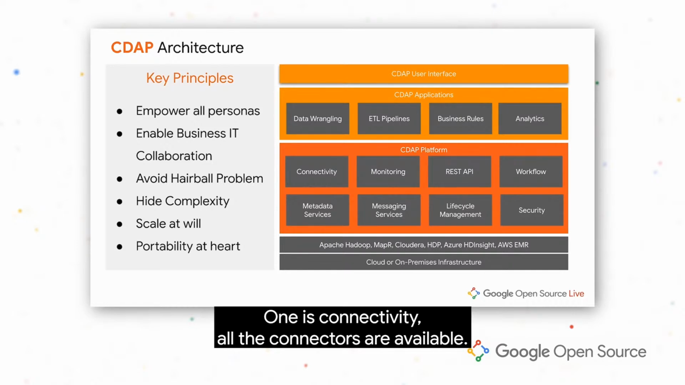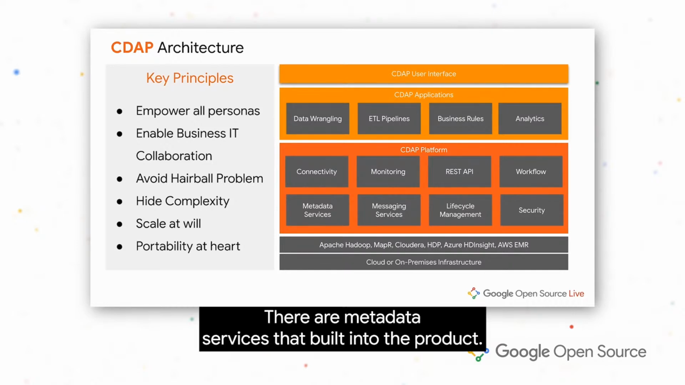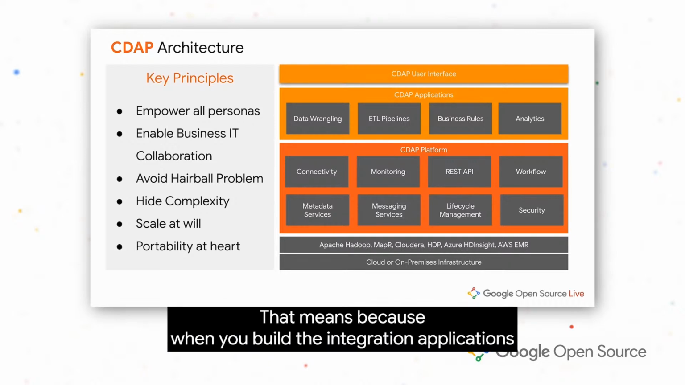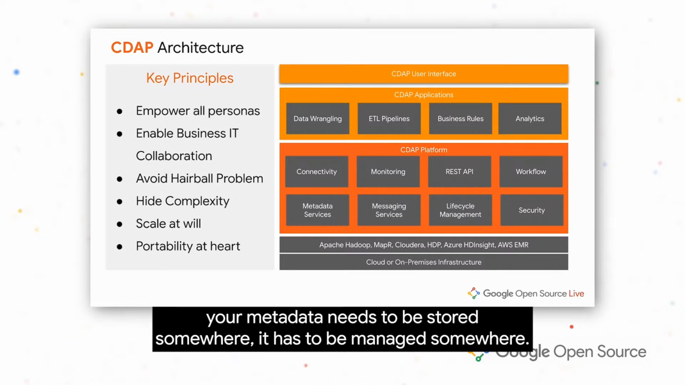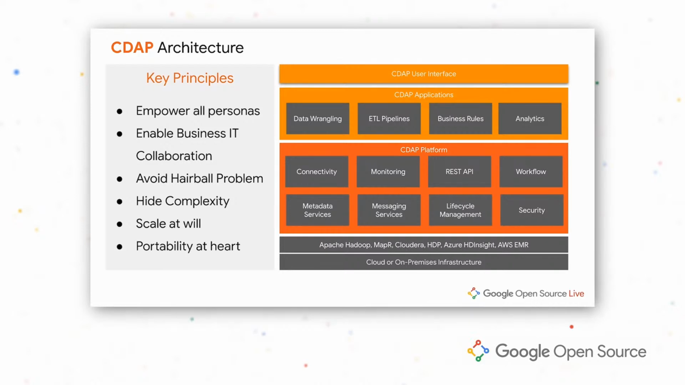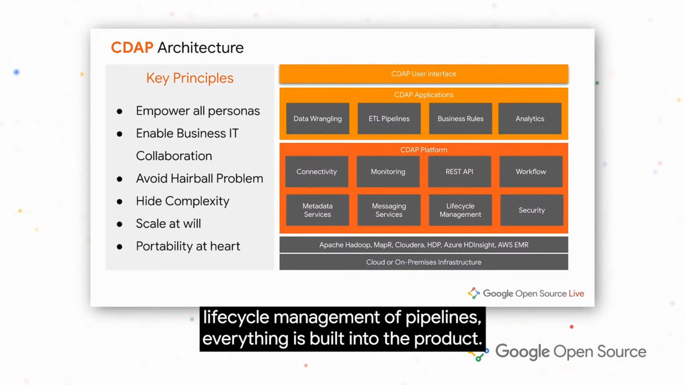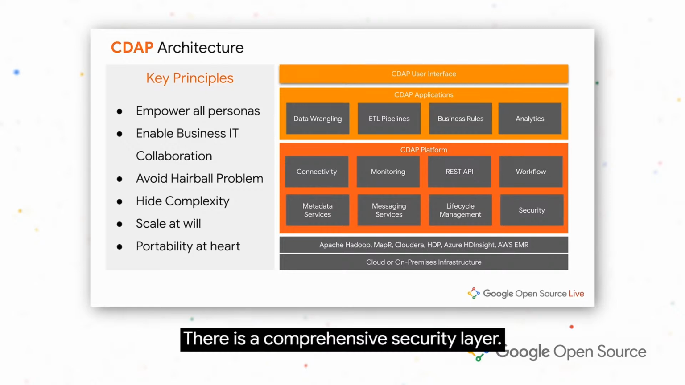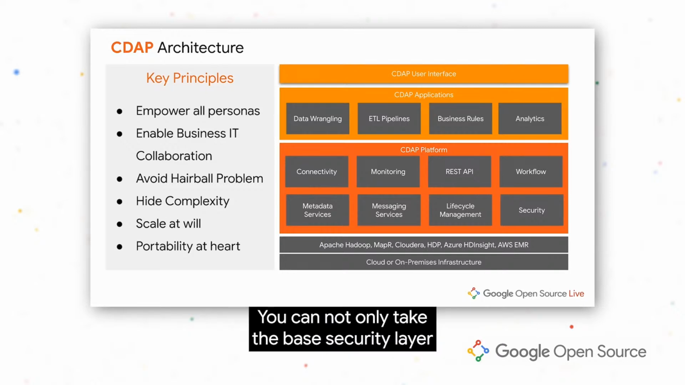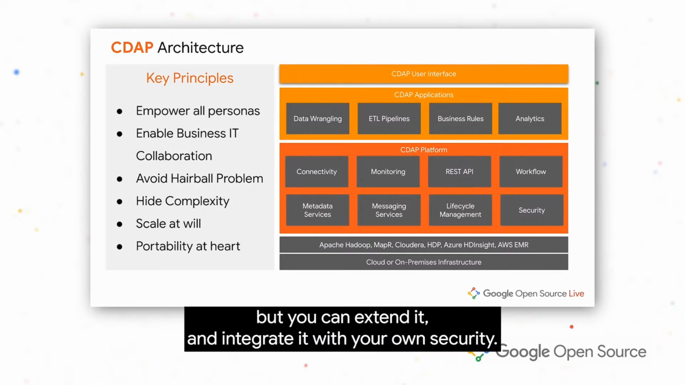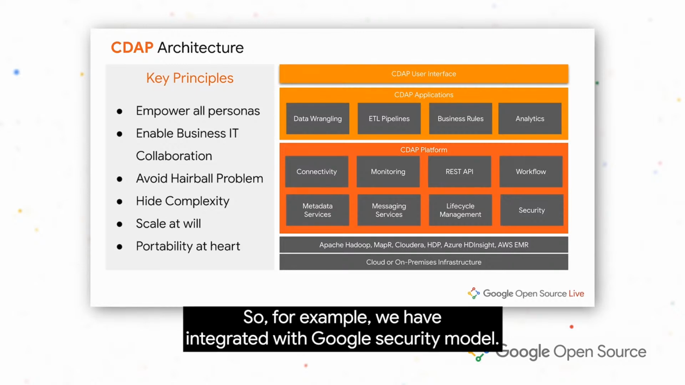The platform consists of certain key things. One is connectivity. All the connectors are available. There are metadata services built into the product, because when you build integration applications, your metadata needs to be stored and managed somewhere. There is lifecycle management of applications and pipelines. Everything is built into the product. There is a comprehensive security layer. You can take the base security layer, but you can also extend it and integrate it with your own security.